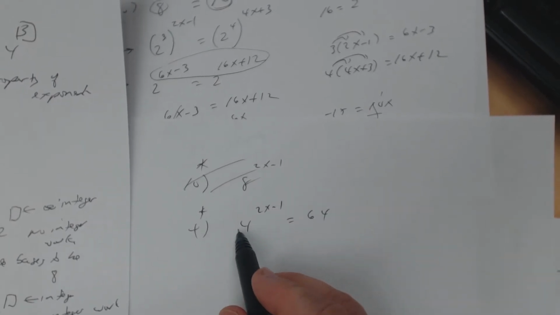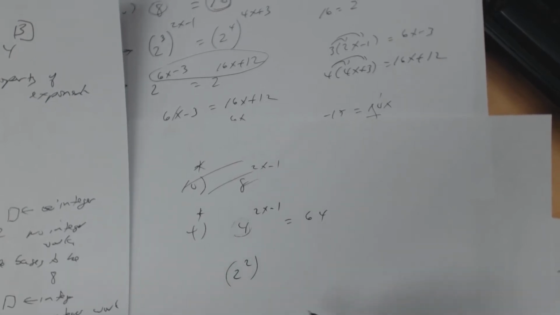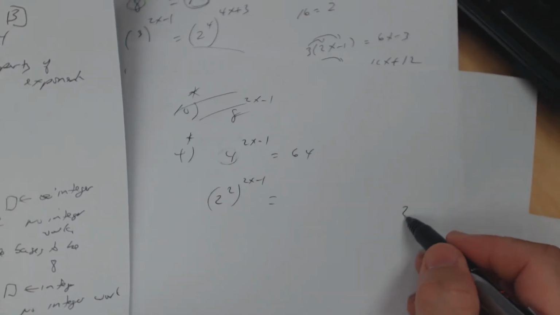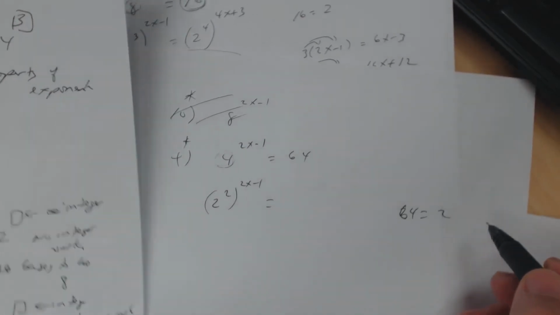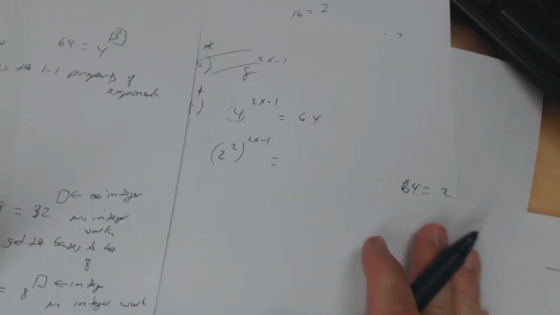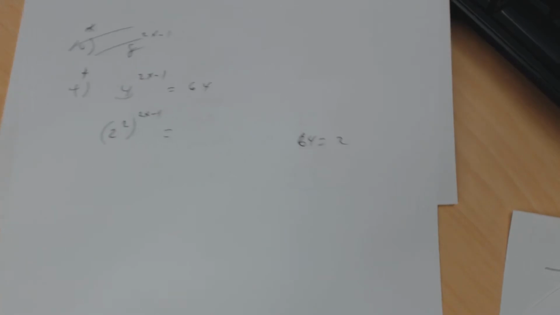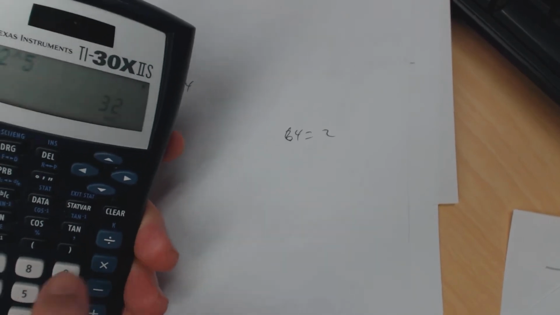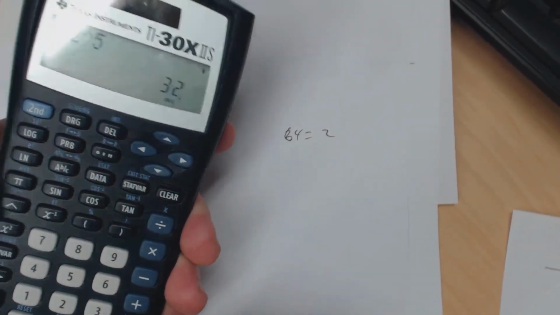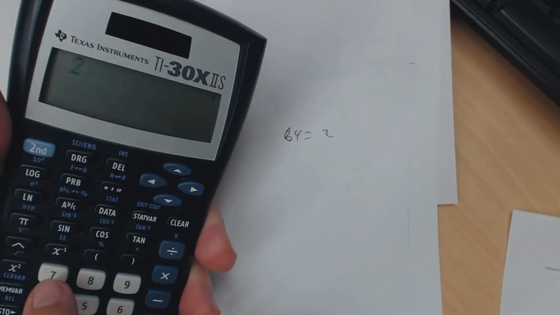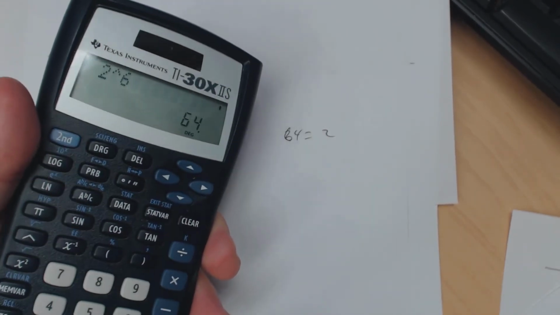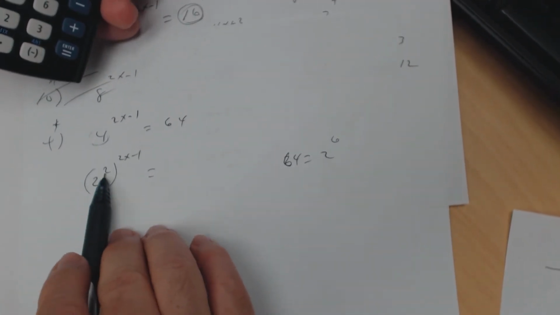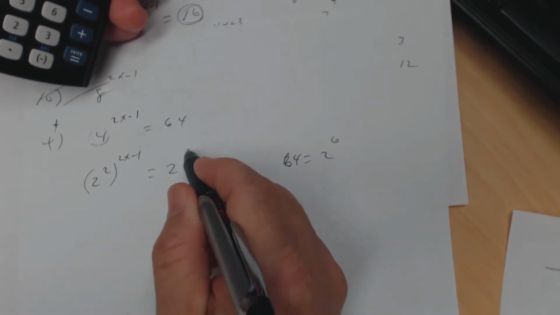Okay, so using base 2, do you agree that 4 is 2 squared? So that's 2 squared to the 2x minus 1. Do you agree that 64 is 2 to the, and if you can't figure out right away, use your calculator. So 64, let's see, 2 raised to the 5th power. Is that 64? No. 2 raised to the 6th power. Is that 64? Yes. So I can rewrite 64 as 2 to the 6th. So I get 2 squared to the 2x minus 1 equals 2 to the 6th.